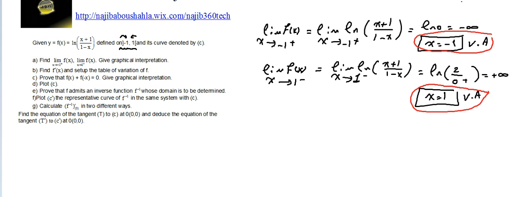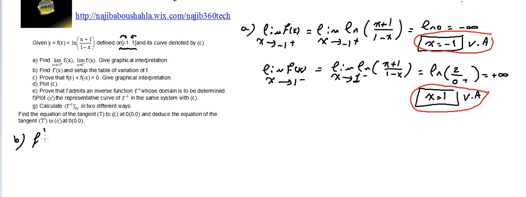Let's see. I think this will be 2 or 3 videos to finish. That was part A. Part B says what? Let me do part B over here. Part B says find the f prime of x and set up the table of variation. So we have to find the derivative.